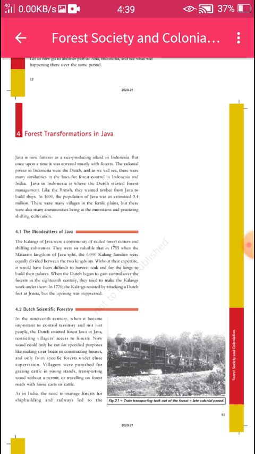The woodcutters of Java: the Kalangs of Java were a community of very skilled people who cut the forest and practiced shifting cultivation. They were very valuable. Around 1755, the Mataram kingdom of Java split, and the 6,000 Kalang families were divided into two kingdoms. It was very difficult for them to harvest teak and for the kings to build their palaces. And the Dutch began to control these forests in the 18th and 19th centuries.